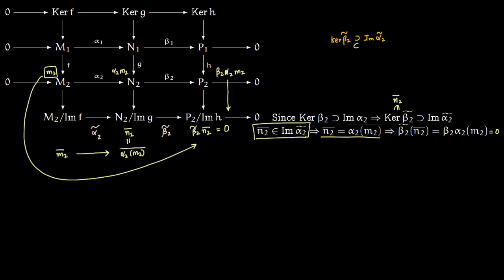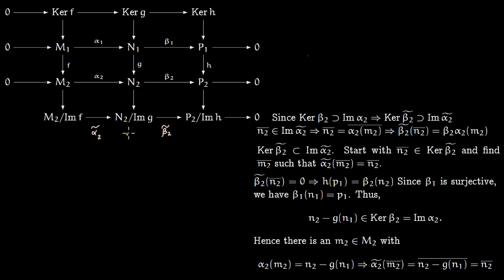So you start with some n2 bar in the kernel of beta 2 tilde. You start with n2 bar right here, and this gets mapped to 0. We want to show that n2 bar lies in the image of alpha 2 tilde. That is, there is some m2 bar here which will get mapped to n2 bar. So more formally, you start with n2 bar here, and then you find some m2 bar such that alpha 2 tilde of m2 bar is n2 bar. This is what we want to show.